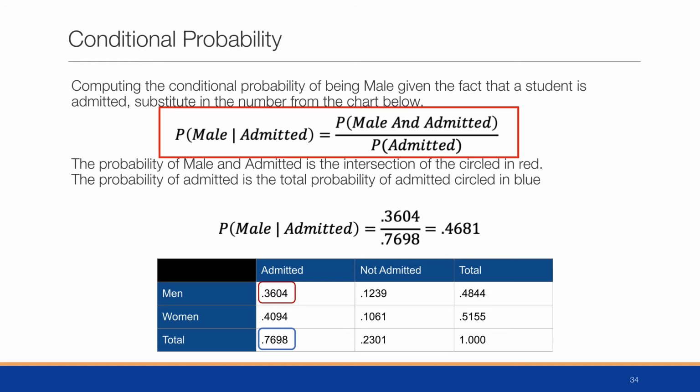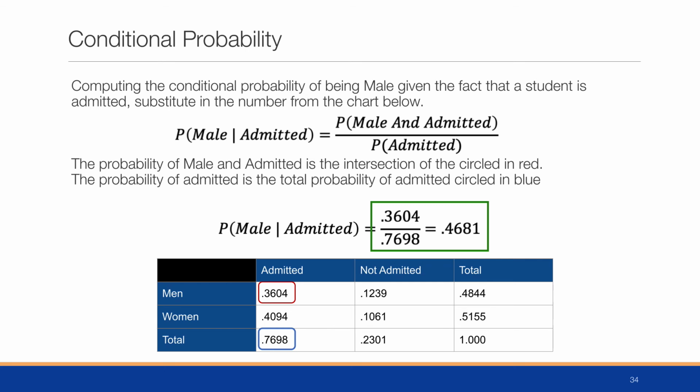The probability of male, given the fact that they were admitted, is the probability of male and admitted divided by the probability of admitted. And therefore, all we have to do is now look at our table to figure out what the numbers are. Computing the probability for the formula, we look at the intersection of the probability of male and admitted, which we've highlighted here in red. And that's 0.3604. And we look at the probability of just being admitted in general, and that's 0.7698. We take the first number divided by the second number, and we get 0.4681. So the probability of male, given the fact that the person is admitted, is 0.4681.